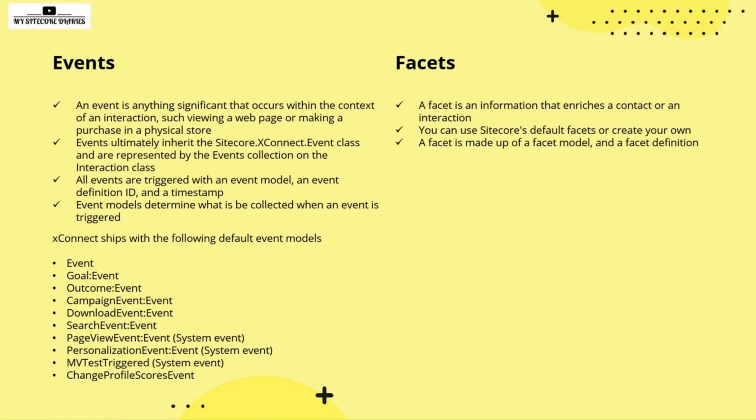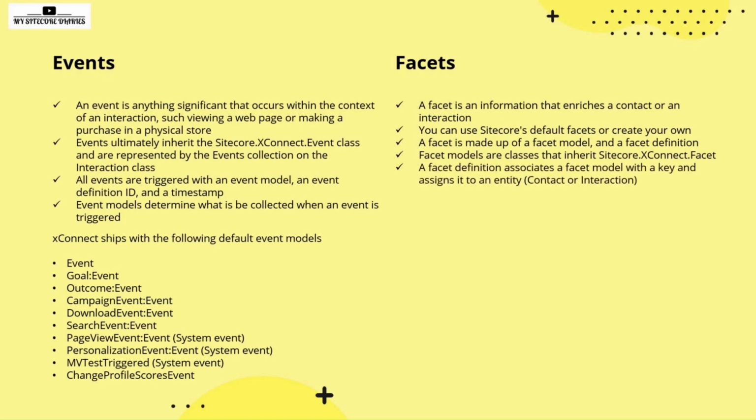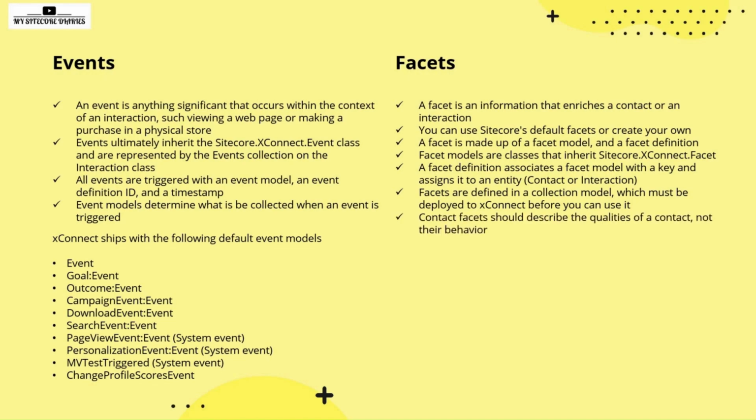A facet is made up of a facet model and a facet definition. Facet models are classes that inherit sitecore.xconnect.facet. A facet definition associates a facet model with a key and assigns it to an entity. So basically a facet definition is associated with either a contact or an interaction. Facets are defined in a collection model, which must be deployed to xConnect before you can use it. So once you define a new facet in the collection model, it needs to be deployed on xConnect before you can use it.